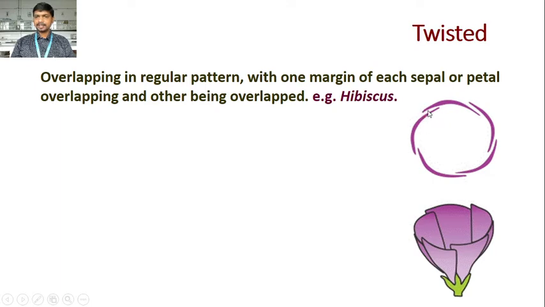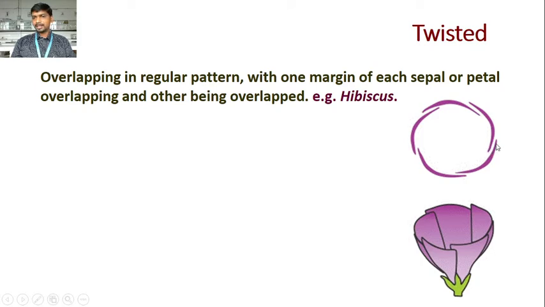In the twisted estivation, these are the 5 sepals or petals. This is one margin of one sepal, I give it number 1. This is the other margin of this sepal. This margin is towards the outer side, and this margin is towards the inner side. Why is this outer and inner with respect to the adjacent sepal or petal? Because the adjacent sepal's one margin is towards the outer side, so the one margin of this sepal is towards the inner side. So one margin towards outer side, other margin towards inner side.